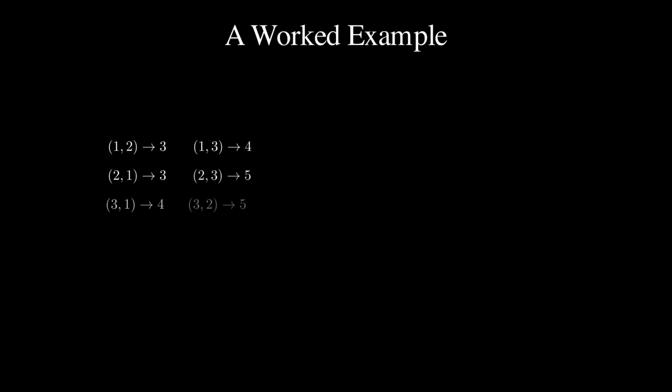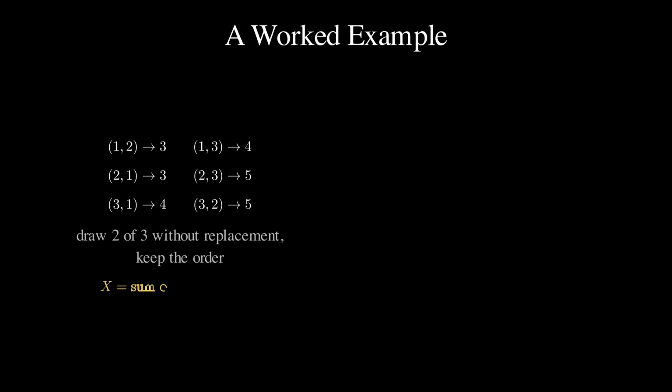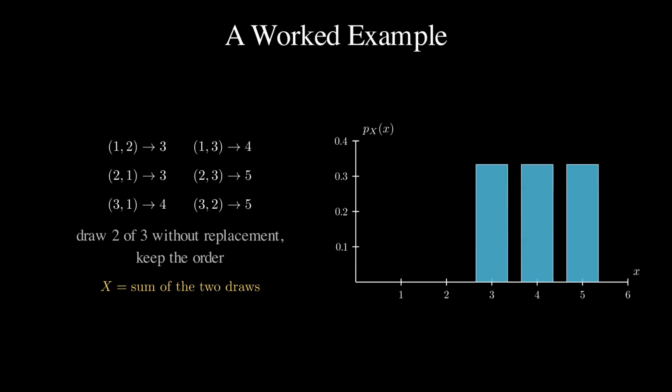Let's make it concrete. An urn holds 3 balls numbered 1, 2, and 3. We draw 2 of them without replacement, and we record the order, so there are 6 equally likely outcomes. Let the random variable X be the sum of the 2 numbers drawn. Work out the sums. They can only be 3, 4, or 5, and each occurs for exactly 2 of the 6 outcomes. So the PMF is 1/3 on 3, 1/3 on 4, 1/3 on 5.